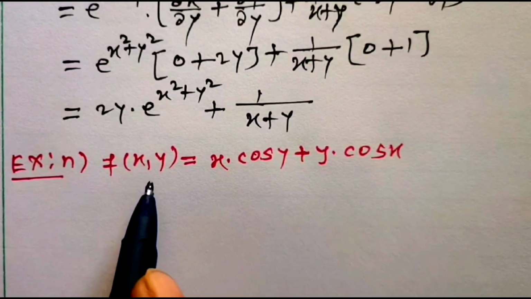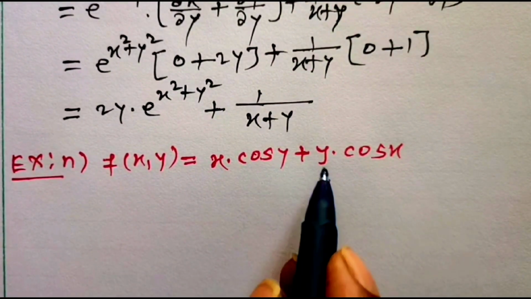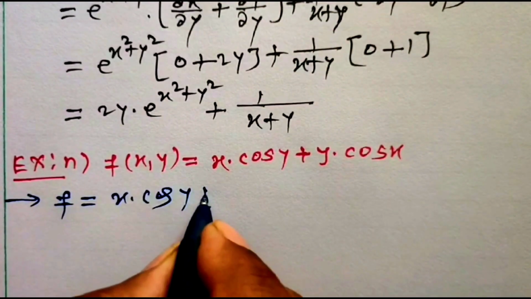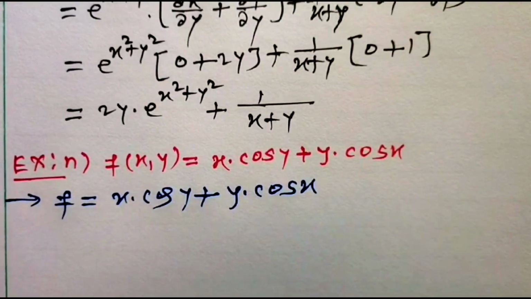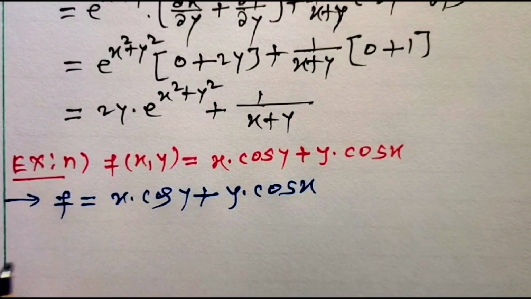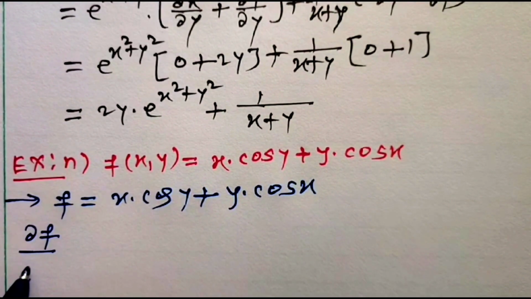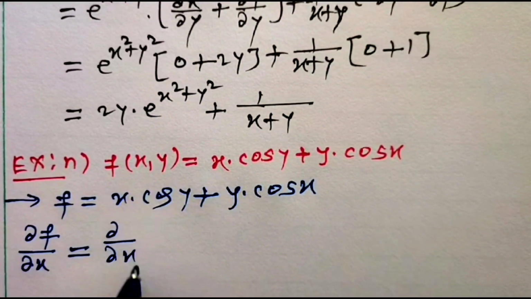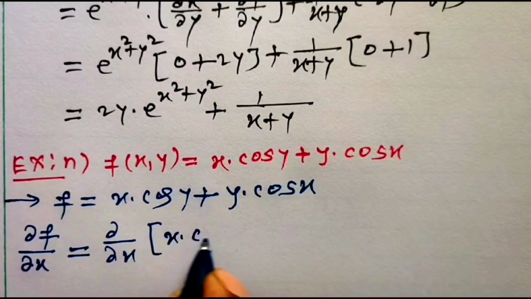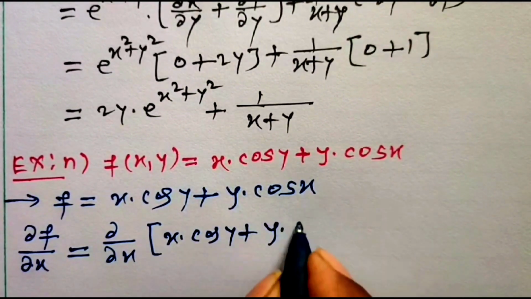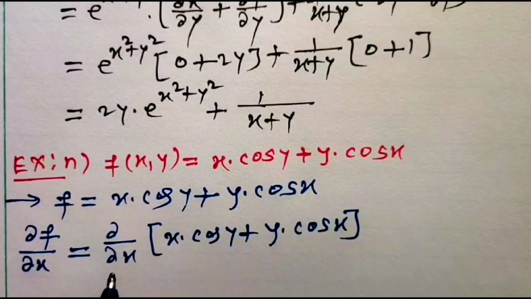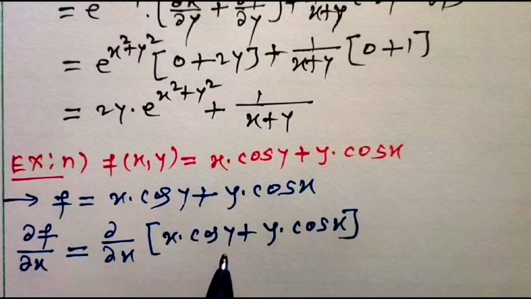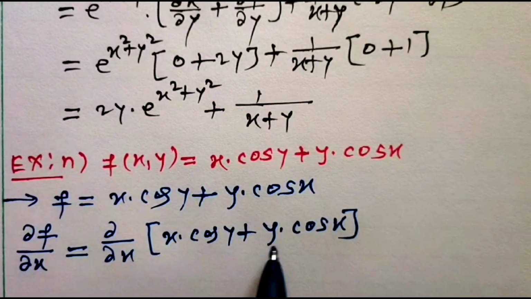f of x comma y is equal to x into cos y plus y into cos x. Let f be the given function x into cos y plus y into cos x. Partially differentiate f with respect to x first. So partial derivative of f with respect to x, considering y as constant. So partial derivative with respect to x of the given function x into cos y plus y into cos x. Now we are differentiating with respect to x, which means y and any function of y must be constant. Here cos y will be a constant coefficient and here y will be a constant coefficient.